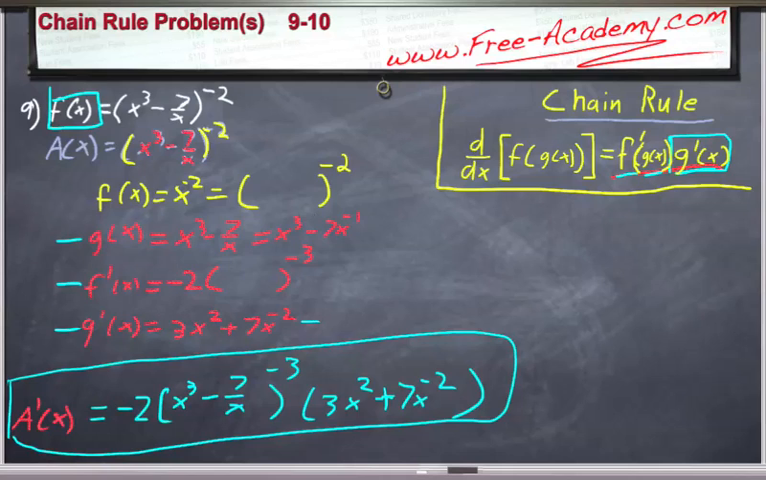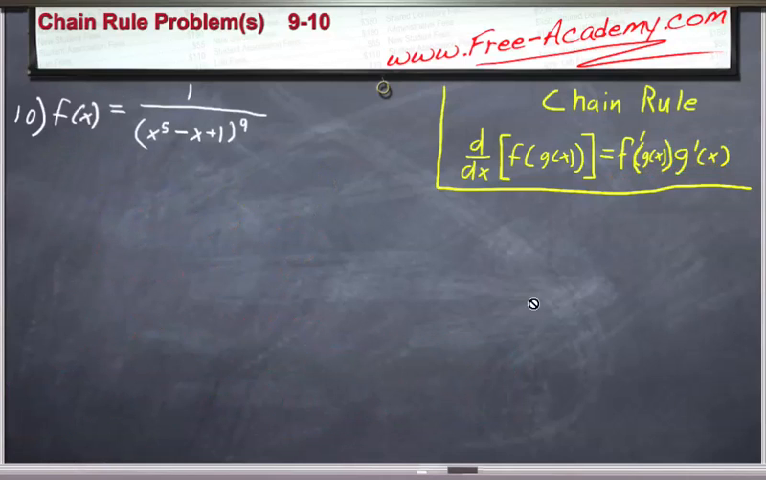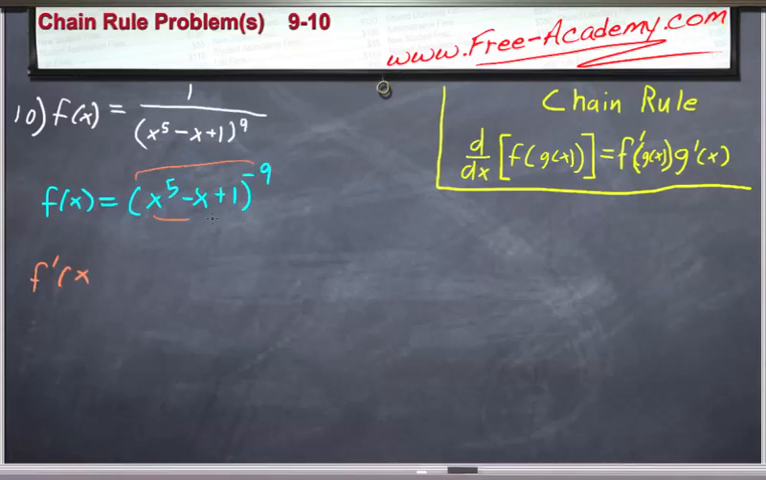Now let's go on to the next part and do problem 10. In problem 10 I'm not going to rewrite our f of x as a of x, but I will rewrite this whole thing as x to the fifth minus x plus 1 to the negative 9th. And if you recall from the lecture on problems 7 and 8, I demonstrated that there is a pattern: the derivative f prime of x is going to be the derivative of the outside times the derivative of the inside.